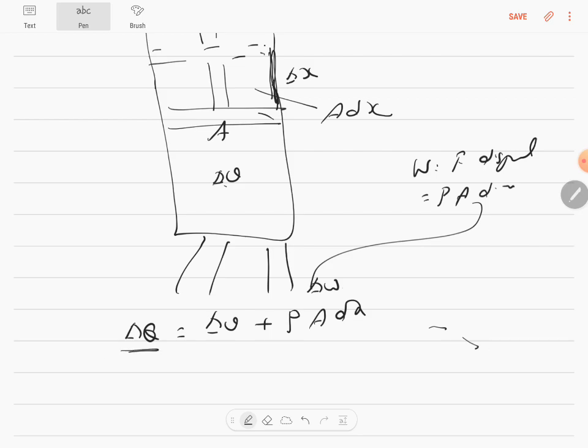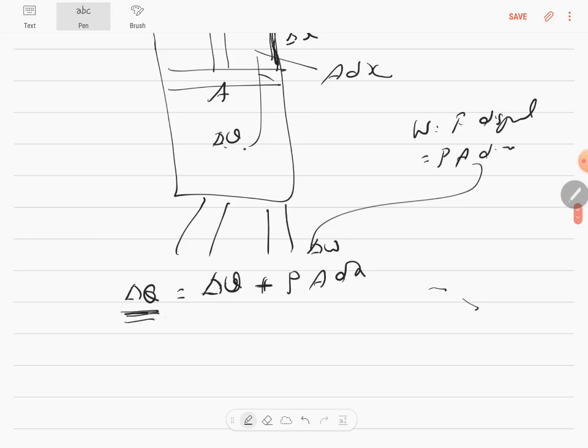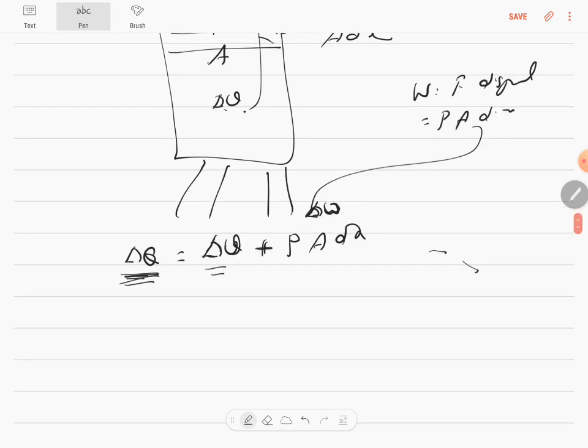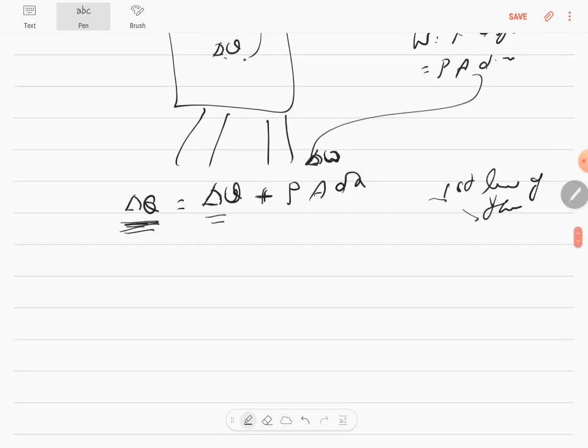So the energy absorbed goes about in increasing the internal energy of the system, and the system does work on the surrounding. The system is pushing the piston up. You can consider the piston to be the surrounding. So the heat supplied goes about in increasing the internal energy of the system, and also the system doing work on the surrounding. This is known as the first law of thermodynamics. So this statement is very important.